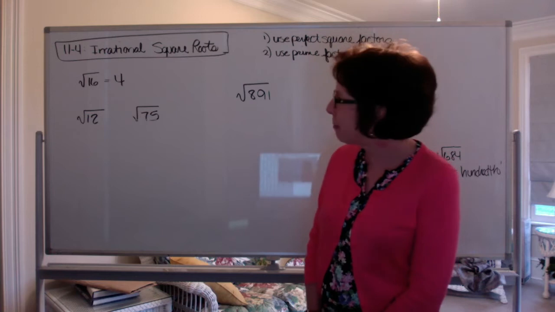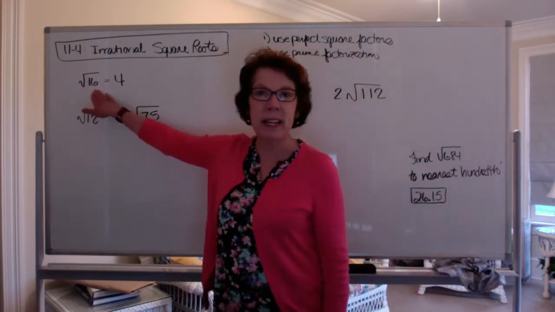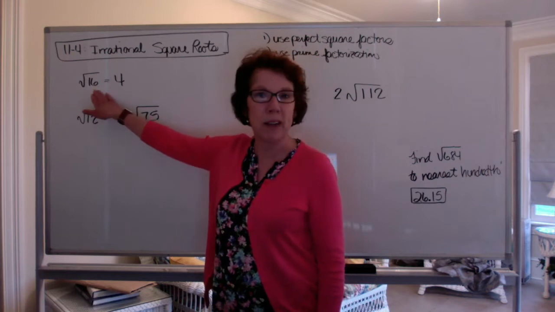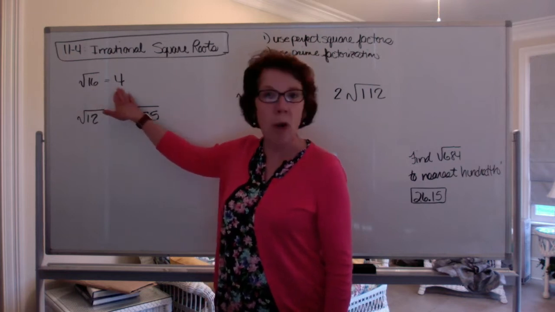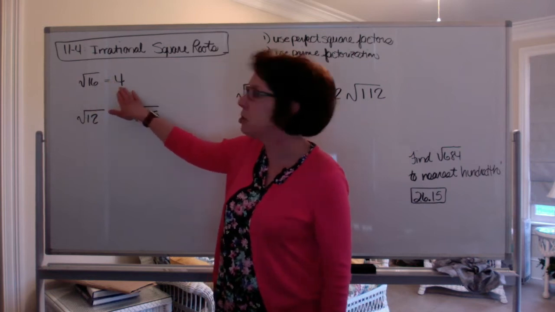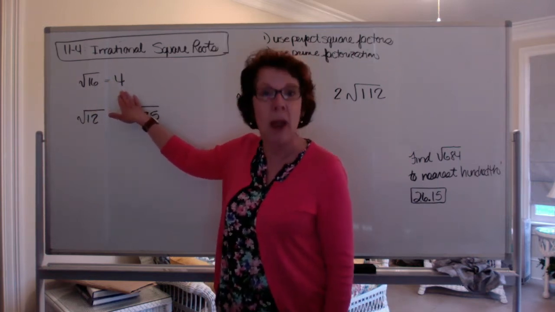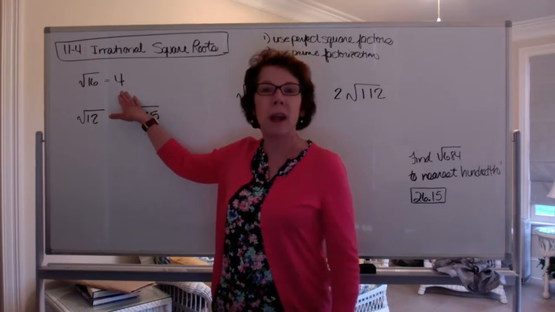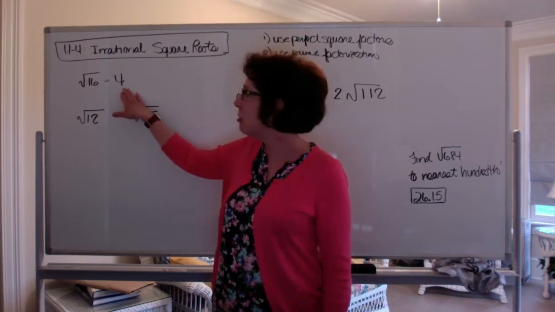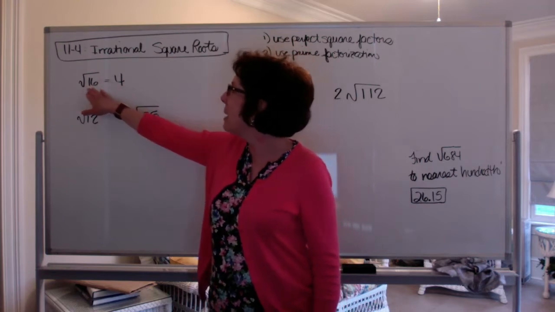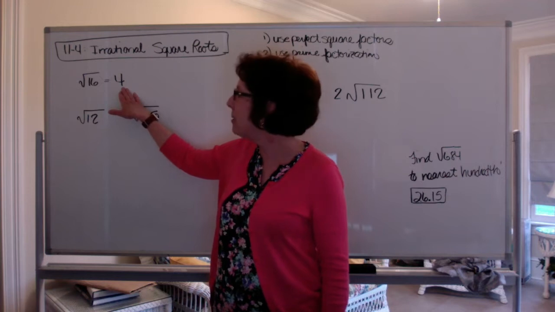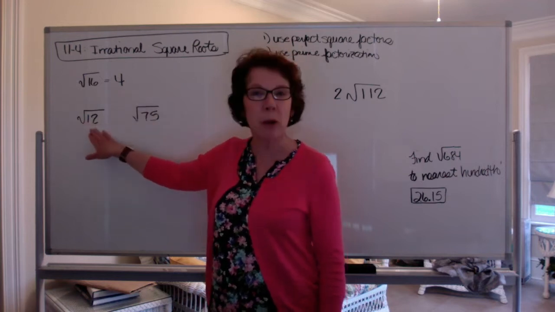Now, the square root of 16 can be written as 4 because 16 is a perfect square. And 4 is a rational number, so the square root of 16 is a rational square root. It can be written as 4 over 1 or 8 over 2 or 16 over 4. Okay, it can be written as a quotient of two integers. So this is a rational square root. How about the square root of 12?